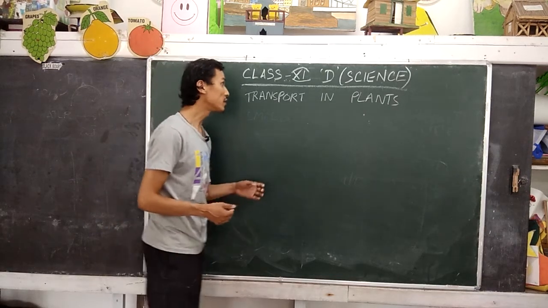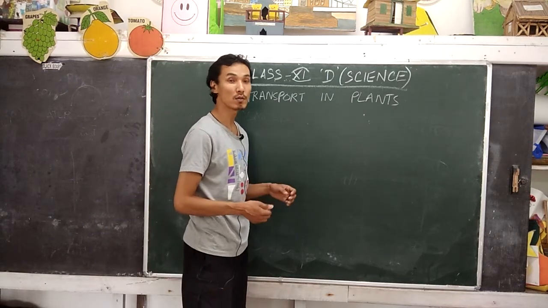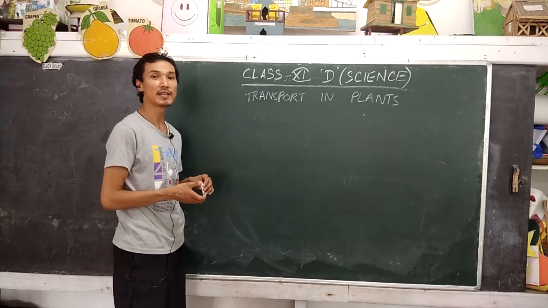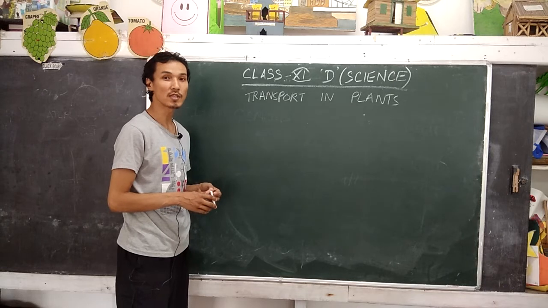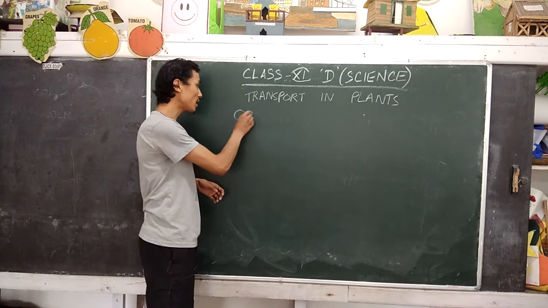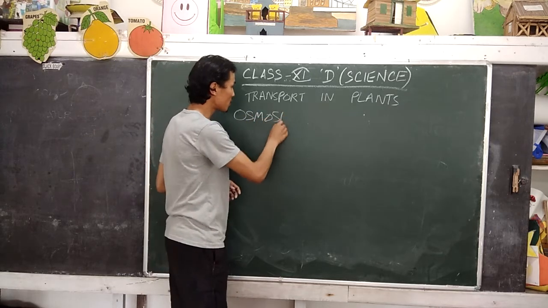Hello, so today I'll be teaching you transporting plants. So basically when you're talking about transporting plants, you have to keep the three processes in mind: diffusion, osmosis and imbibition. Diffusion is no longer in your syllabus, so today I'll be teaching you osmosis.